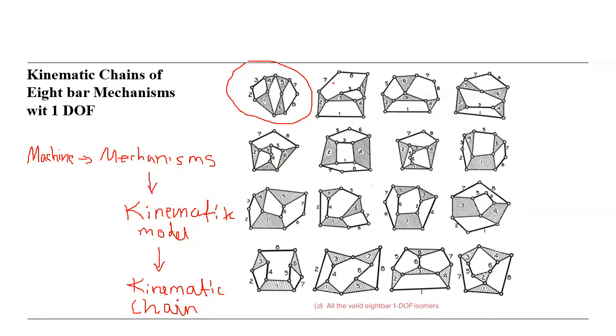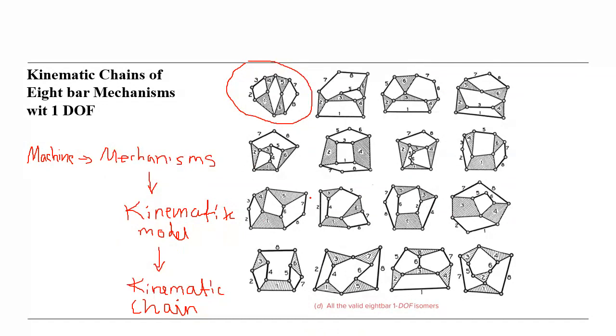But what is different between those kinematic chains? You see, the links are different. Here we have, for example, 1, 2, 3, 4 ternary links and 1, 2, 3, 4 binary links. Here we have 1, 2, 3, 4 binary links and 1, 2, 3, 4 ternary links, but the structure is different. So the connections are different. So using all these possibilities, we create around 16 different kinematic chains for the 8-bar mechanism.